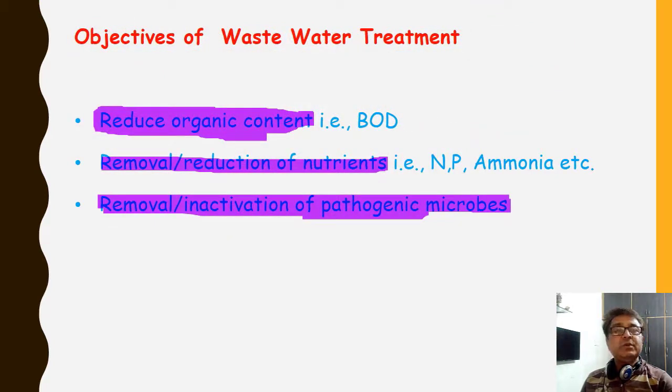The objective of wastewater treatment is to reduce the organic content in the wastewater, for example, BOD. The other objective is the removal or reduction of the nutrients, that is nitrogen, phosphorus, ammonia, etc. And removal and inactivation of various pathogenic microbes found in the wastewater.